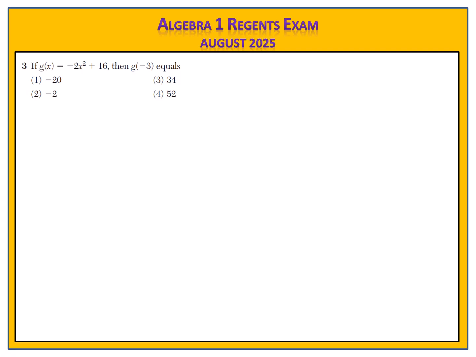Problem 3. If g of x equals negative 2x squared plus 16, then g of negative 3 equals which of the following? Remember, when we have a function, we have f of input equals output. In this case, our function's name is g, and we have the input negative 3, and we want to find the output. We have a few ways that we could do this.